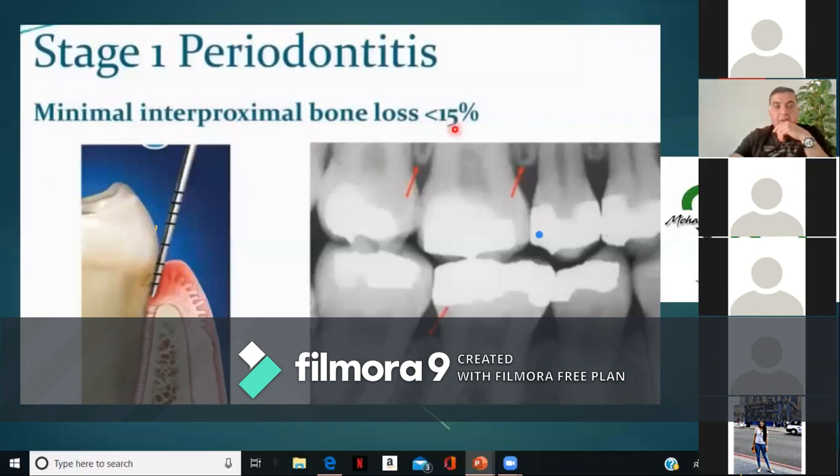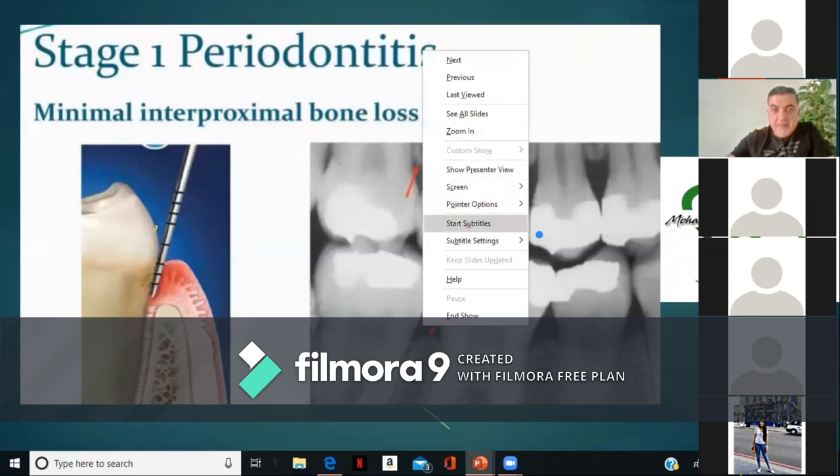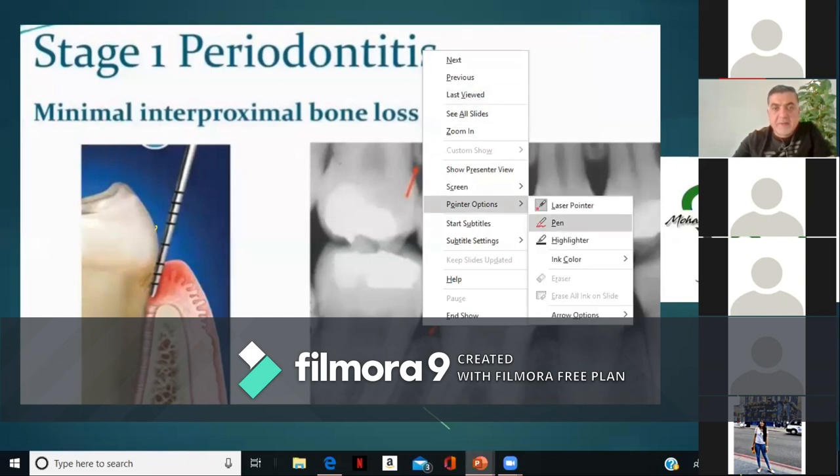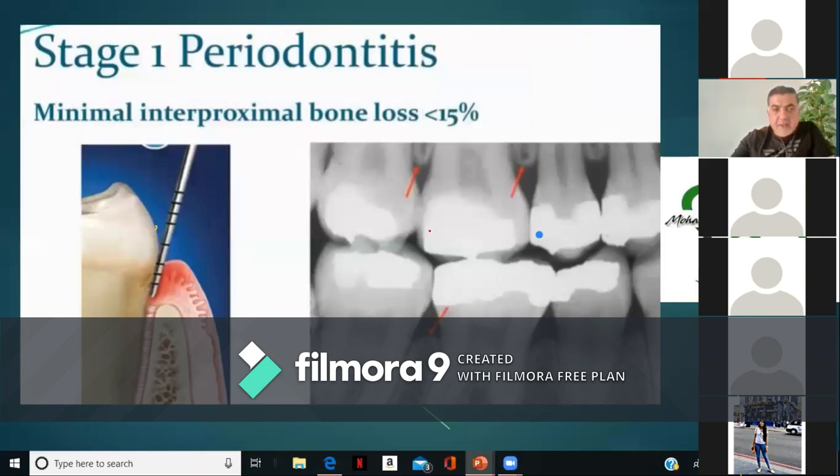So stage one, less than 15%. See, this is the cemento-enamel junction. Okay, so this is the cemento-enamel junction here, and this is the bone. When you assess your x-ray, you go to the worst site or the worst area and you start your diagnosis. We'll do it later. So this is the bone here, this is the cemento-enamel junction here, and this is the area here as well. Okay, I will assess how much it is. Is it within the range? So it's stage two.